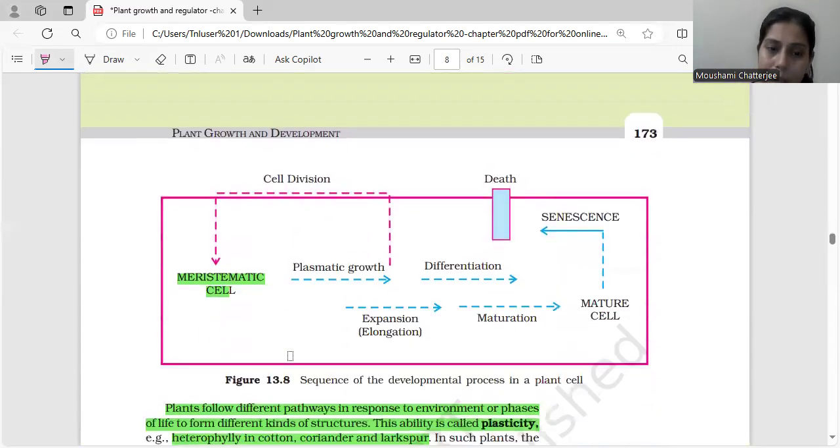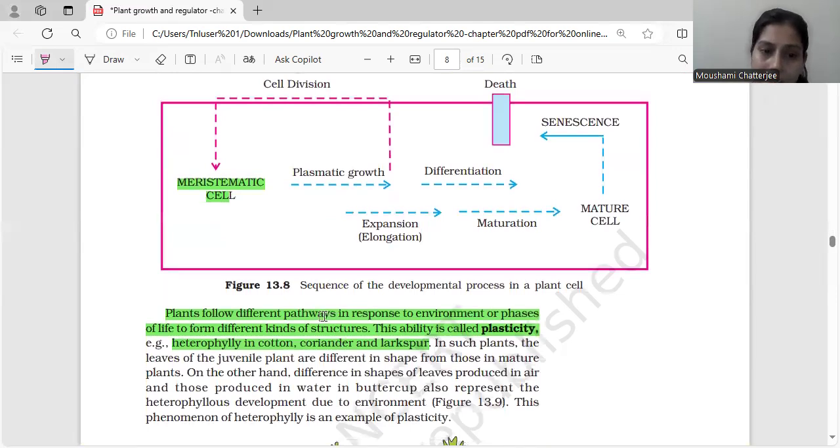Okay, let's have a look at this diagram. This is a flow chart of plant growth. So a plant follows different pathways in response to environment or phases of life to form different kinds of structures. So plants also respond to the environment. Depending on the environment, they are going to make certain structures. Okay. So before that, we need to understand this diagram as well.